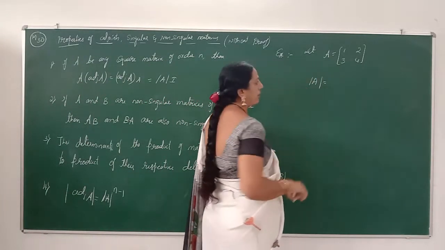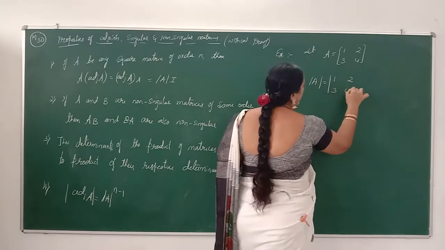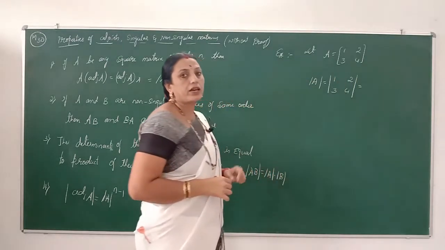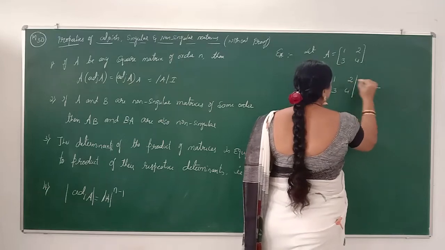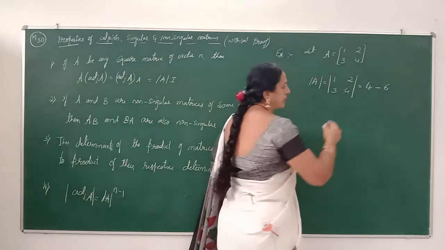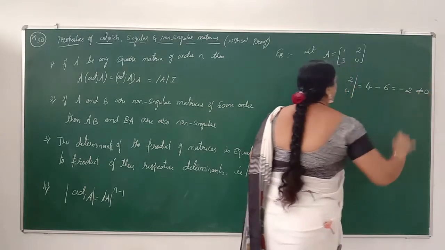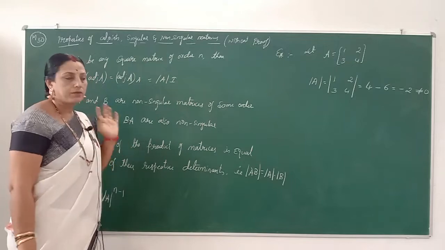So determinant of A is equal to determinant of 1, 2, 3, 4. Then we just cross multiply. Product of the left diagonal, 4 into 1, is 4, minus the right diagonal, 6. The solution is minus 2. It is not equal to 0, because it is a non-singular matrix.